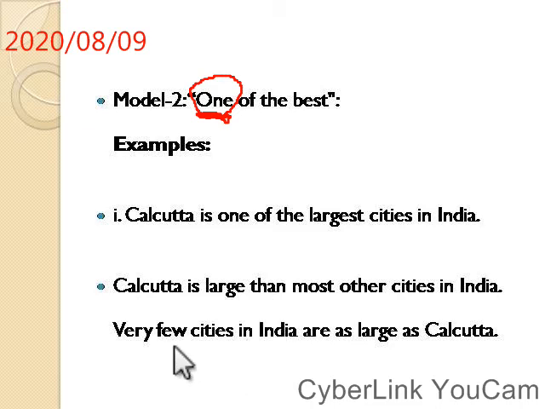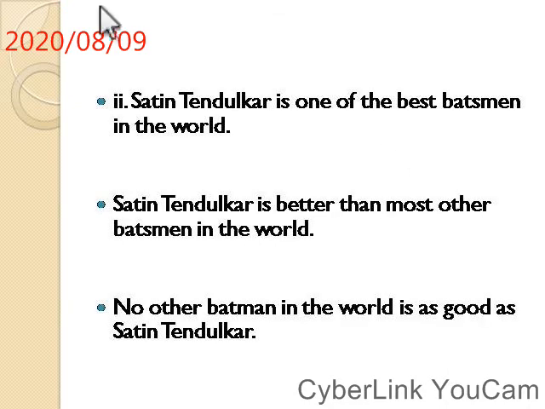Very few cities in India are as large as Calcutta. Positive, comparative, superlative. Sachin Tendulkar is one of the best batsmen in the world. Sachin Tendulkar is better than most other batsmen in the world. No other batsman in the world is as good as Sachin Tendulkar.